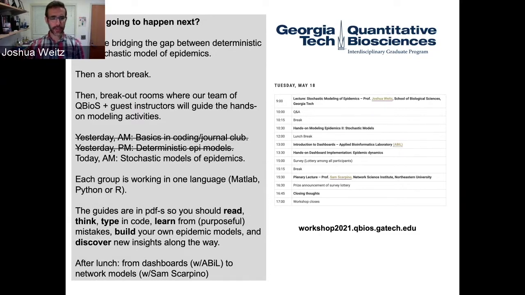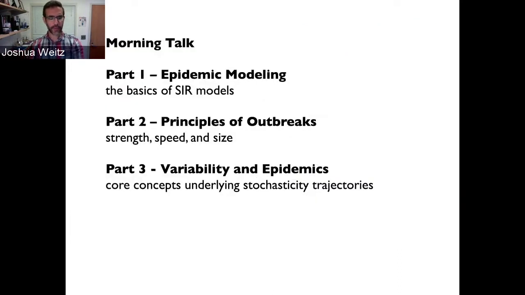And after lunch, there will be an introduction to dashboards, how you use models as a form of communication, these interactive dashboards, and this will be led by folks from the Applied Bioinformatics Laboratory, and finally a concluding plenary by Sam Scarpino.